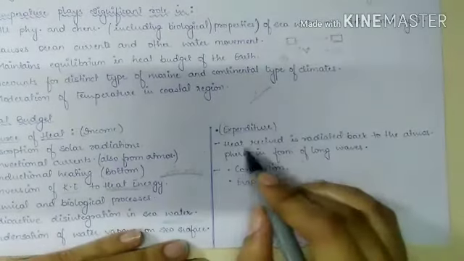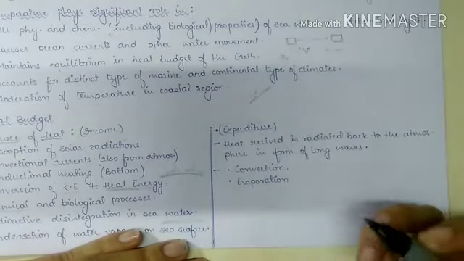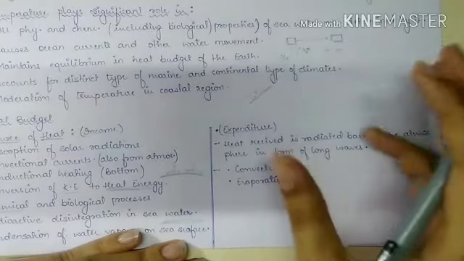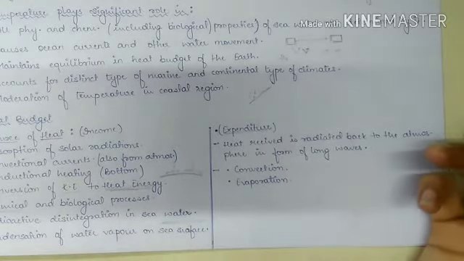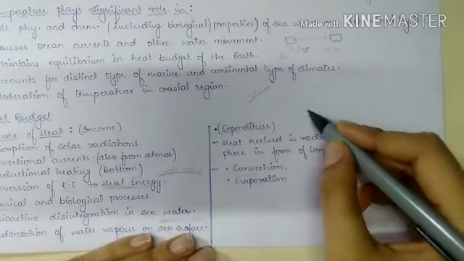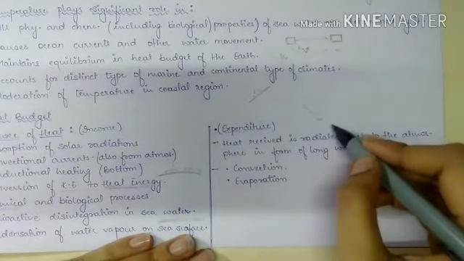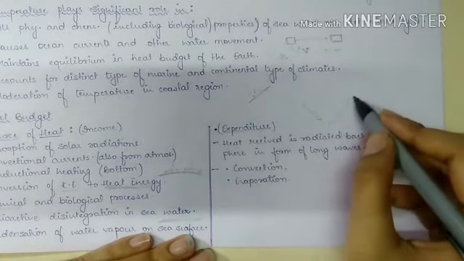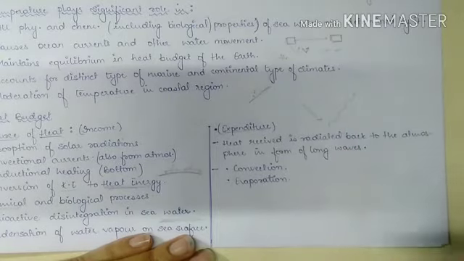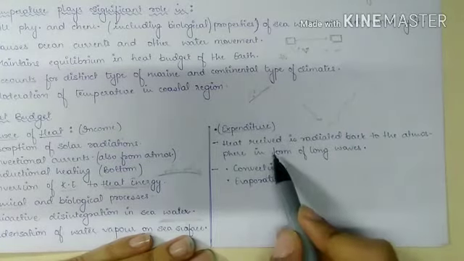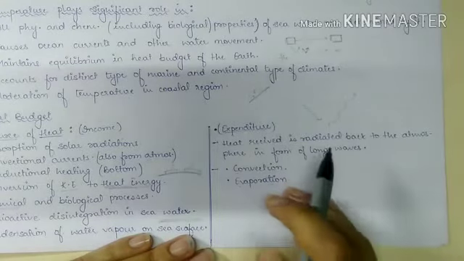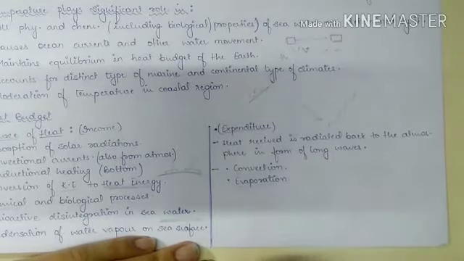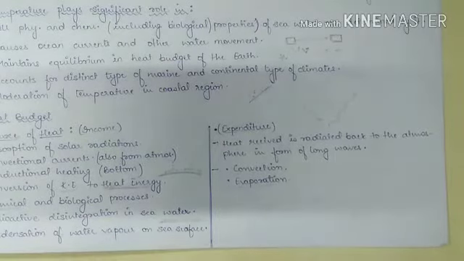Now heat received from radiation is radiated back. The heat that is received from solar radiation is radiated back to the atmosphere in the form of long waves, that we all know that solar radiation is always in the form of short waves, while the terrestrial radiation is in the form of long waves. And this heat is radiated back in the form of convection and evaporation. So these are the two processes that are involved to radiate back the heat energy that was received.